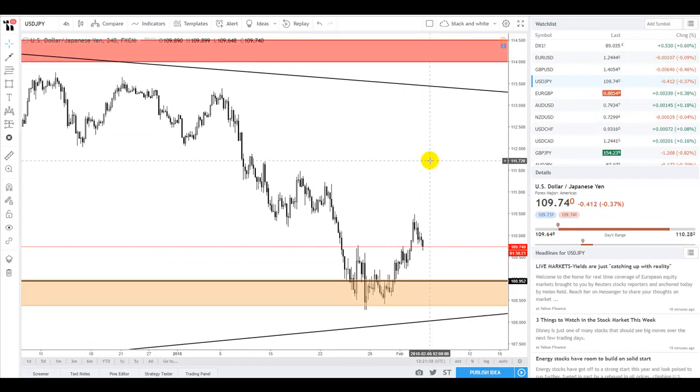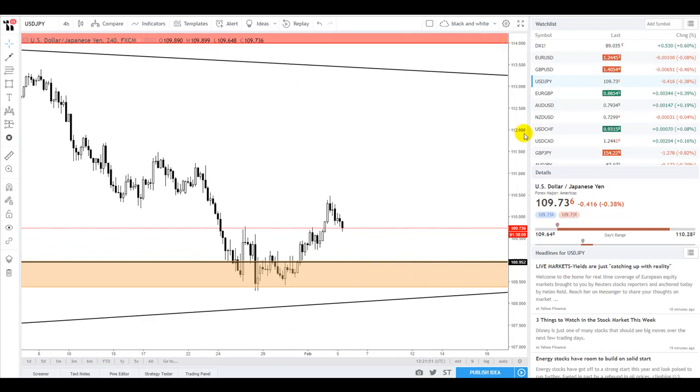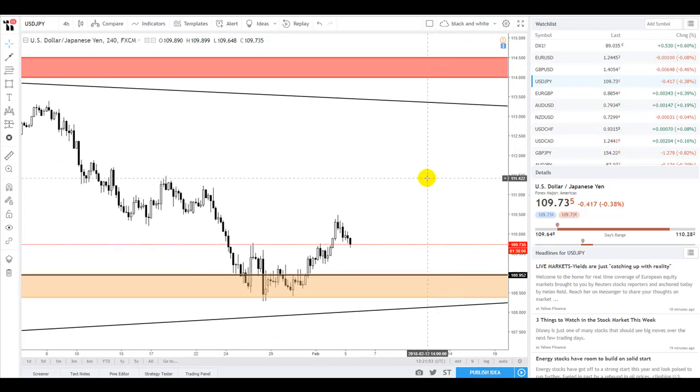Dollar yen, this is coming nicely into play. We've got a few positions currently running long on this. We're looking for a pullback into this sort of area here, 109.40 to 109.60. We'll be looking for multiple ways that you could trade this market depending on your lifestyle and time available at the chart.